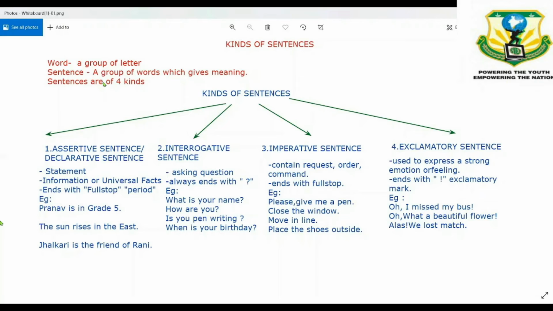Close the window. Move in line. Place the shoes outside. Stop. Sit. Stand. So all these words, when you order someone or command someone, we call it an imperative sentence.